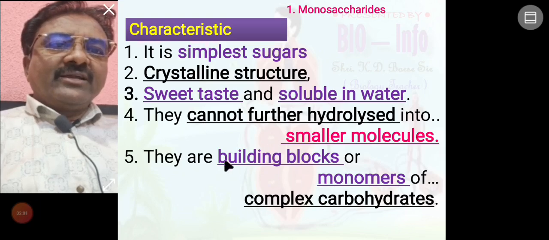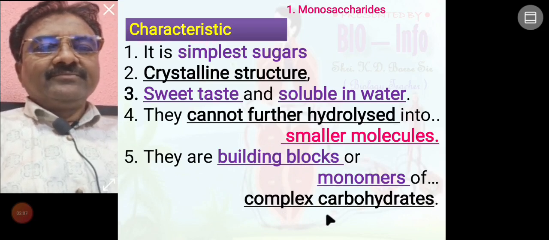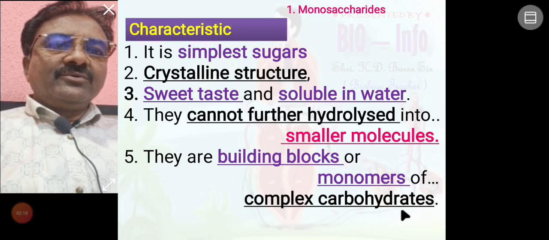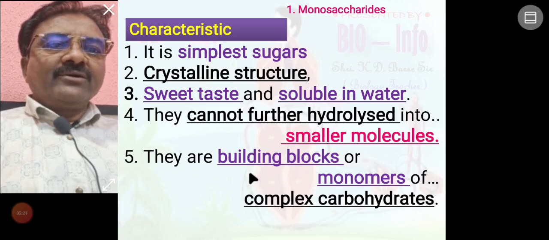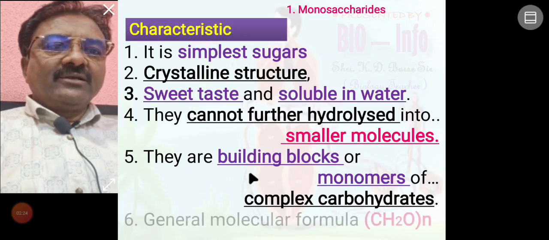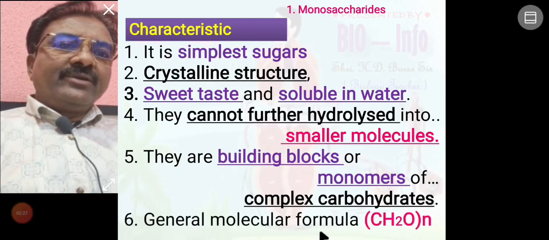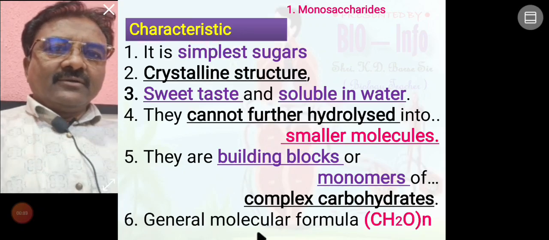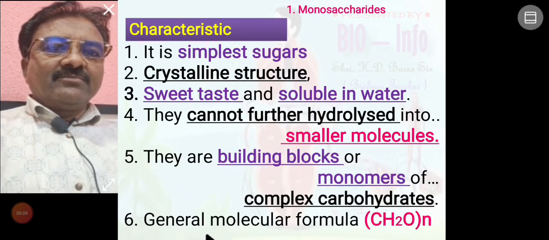Why is monosaccharide a building block or monomer of complex carbohydrate? Because a number of monosaccharides condense together to form a complex carbohydrate. So monosaccharide is the building block or monomer of complex carbohydrate. General formula (CH2O)n, meaning 1 carbon, 2 hydrogen and 1 oxygen. Up to here, 6 characteristics of monosaccharide.